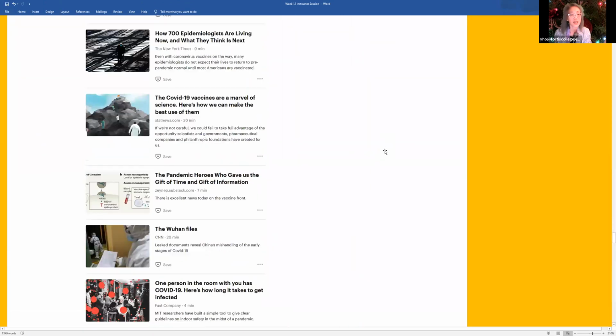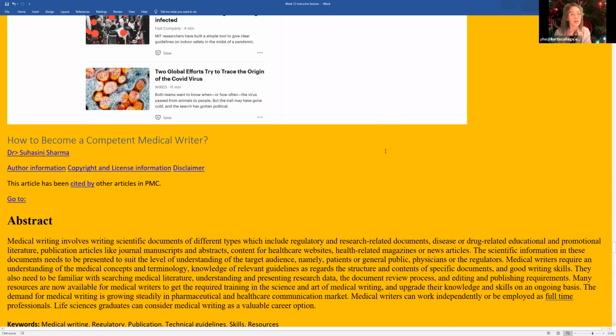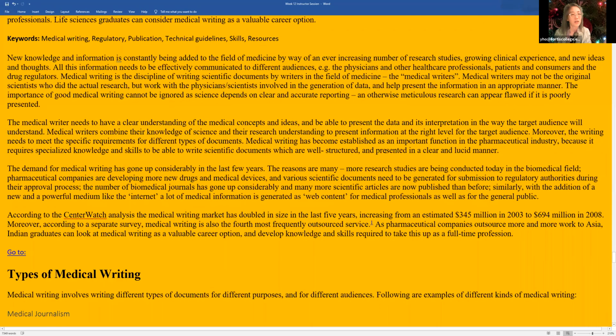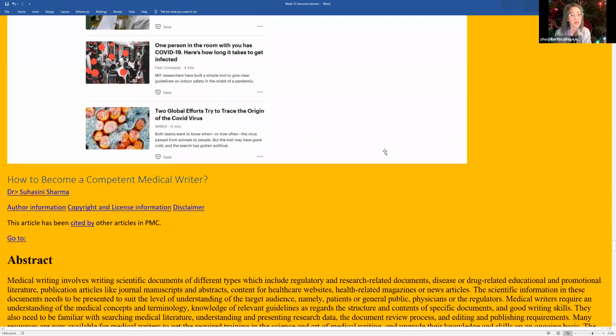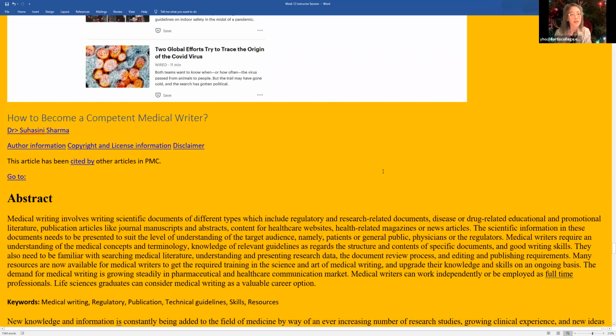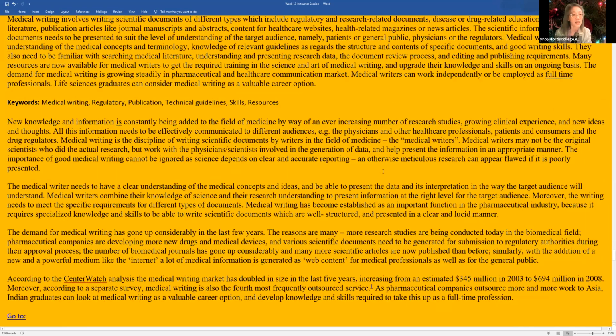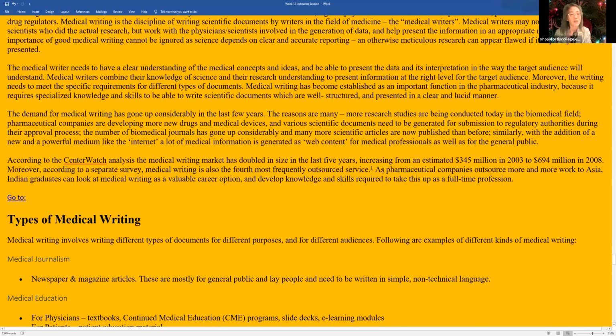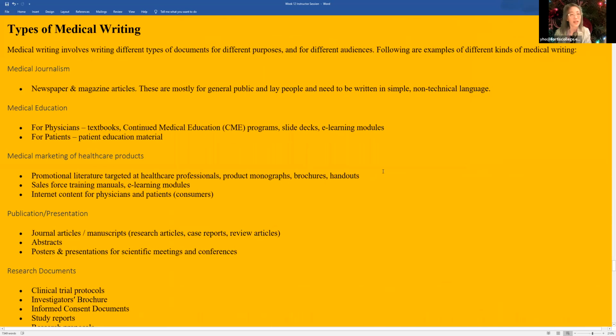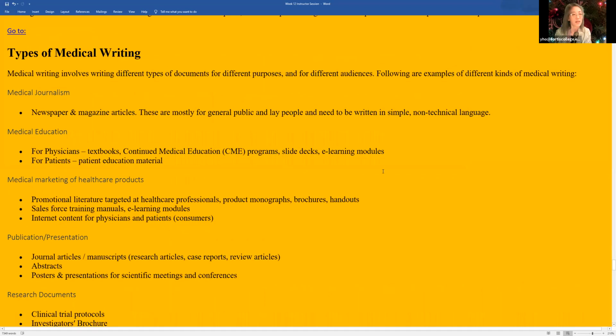You see, I got this off of Bing. And so here, there's a whole article about how you can go into medical writing, how to become a competent medical writer. And of course, I don't think you can make $1 gazillion doing this, but it's an interesting side gig, I'm told. And if you want to do something different, you can do medical journalism, medical education, medical marketing of healthcare products.